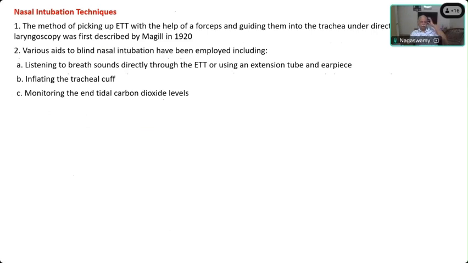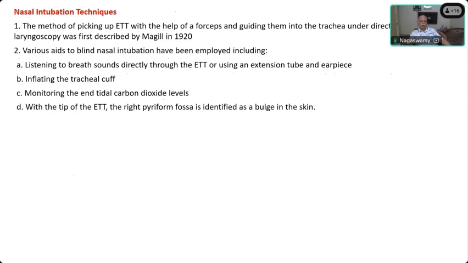Or you can use end-tidal carbon dioxide, which can be connected to the distal end, and you can gradually advance the tube, and once it goes into the trachea properly, you will get a complete waveform. Normal capnographic waveforms will come.